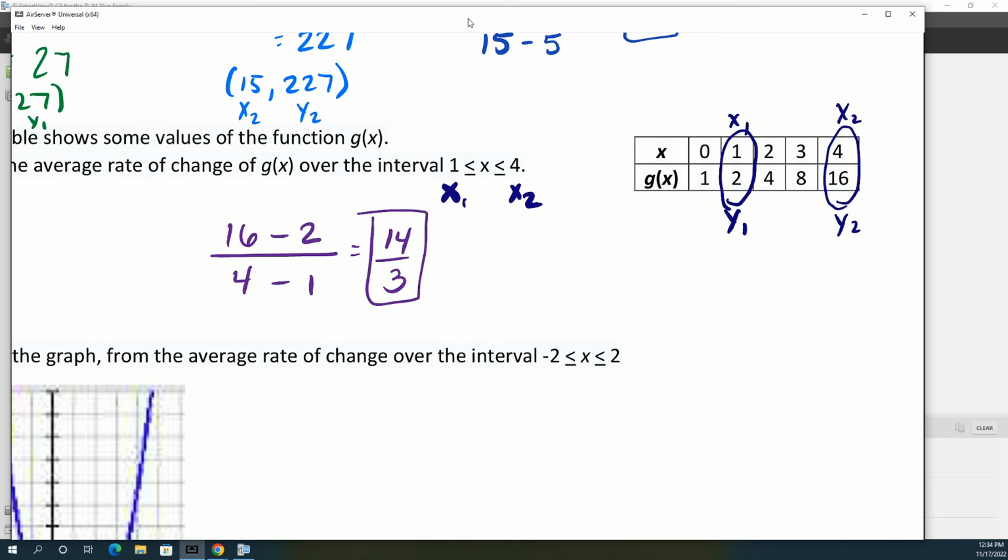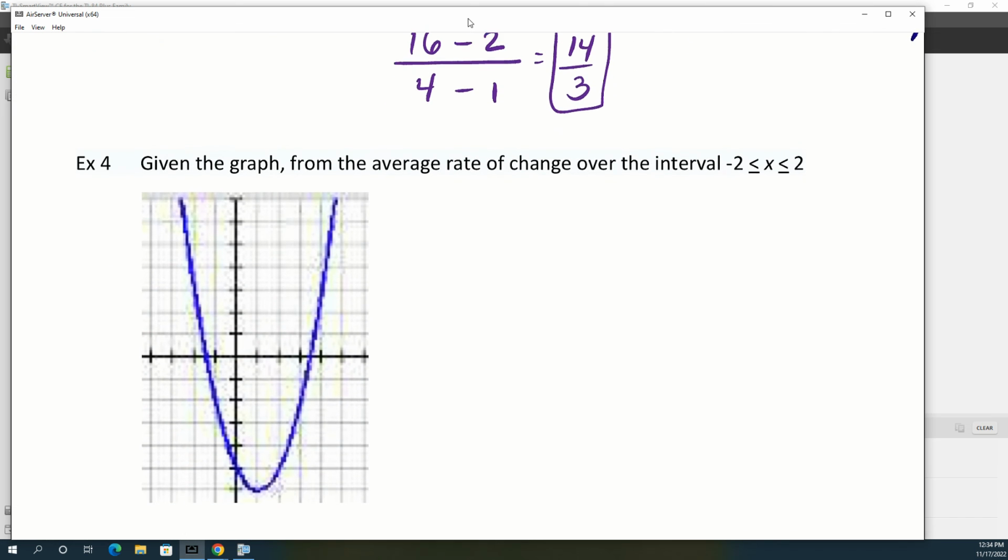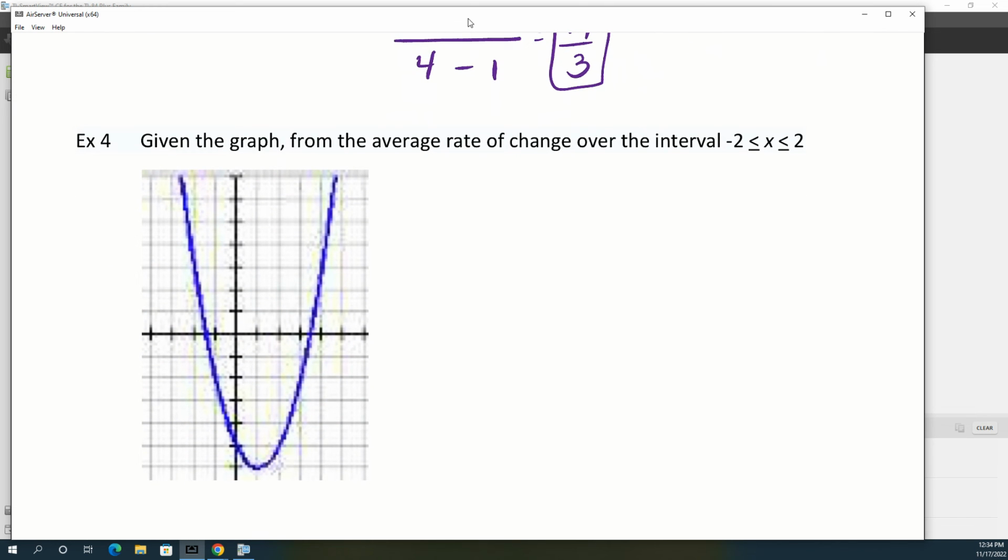Okay. And the last one, we're going to do kind of the same thing, but instead of having the table or the function, we just have a graph. All right, so our x1 is going to be -2 and our x2 is going to be 2. So what I want to do is go on the graph, -2 is right here, and find where that point is located. This graph isn't super clear. It might look better on your paper. Mine's kind of blurry, but when x is -2, to me, it looks like y is 3.